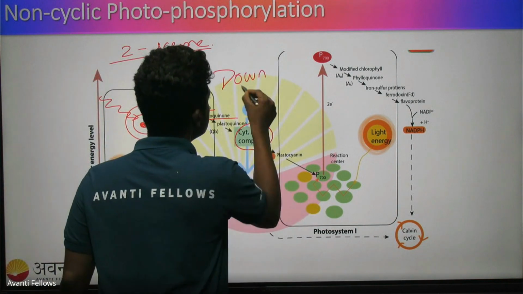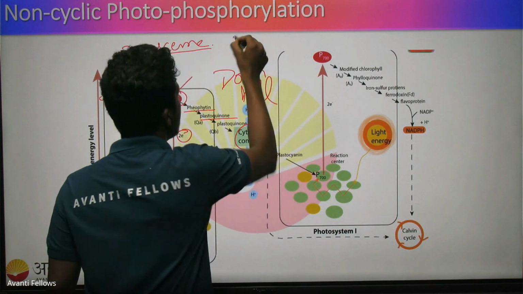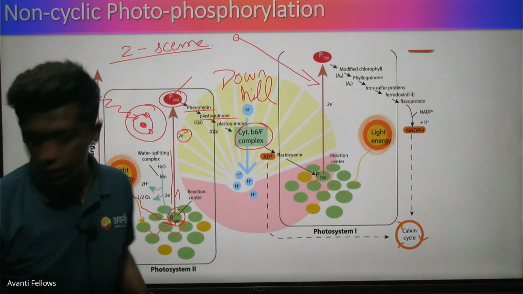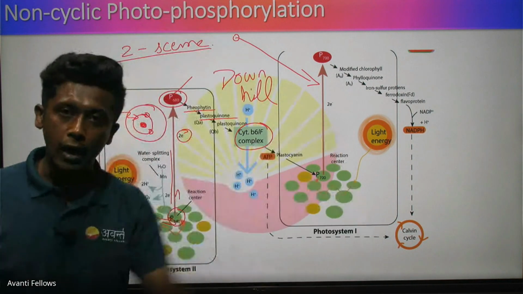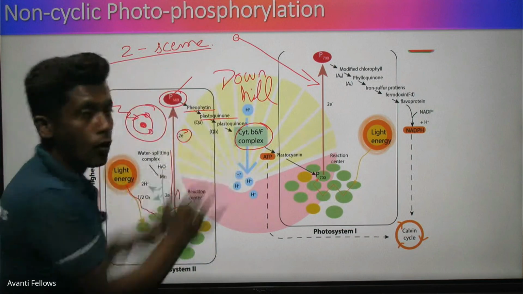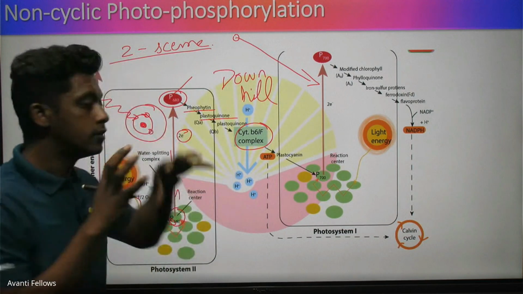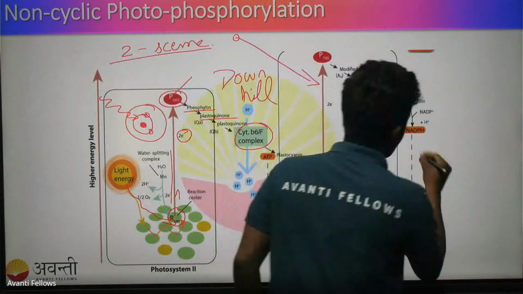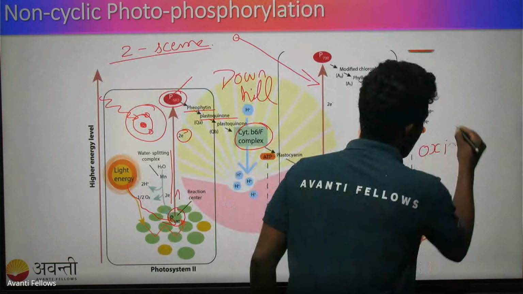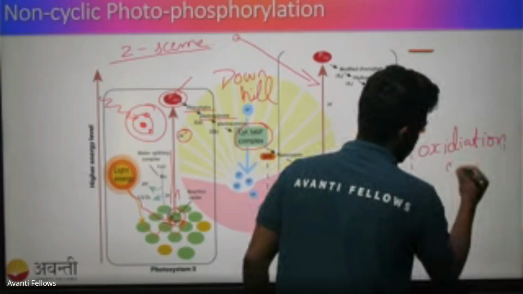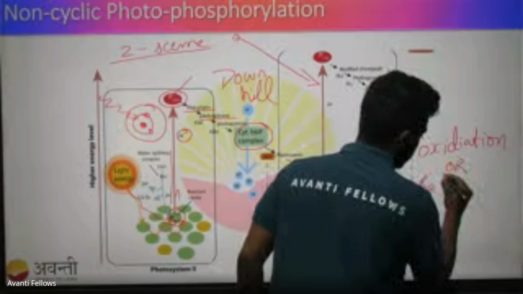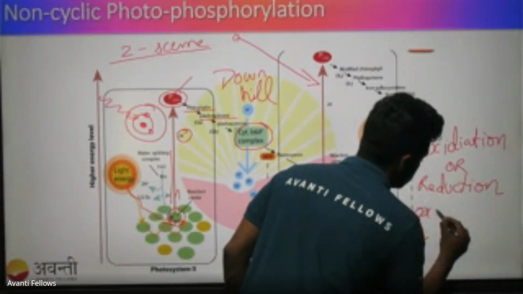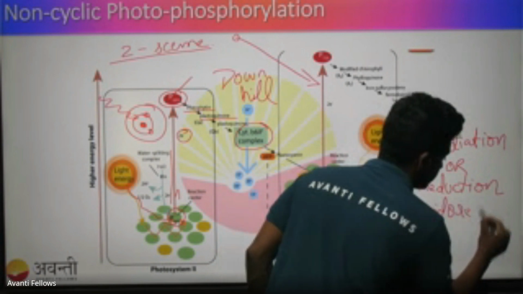What is downhill transport? From higher energy to lower energy, they are transported. This is called downhill transportation. How are we calling it downhill? If you understand the process of oxidation and reduction, or redox, or oxidoreductase.